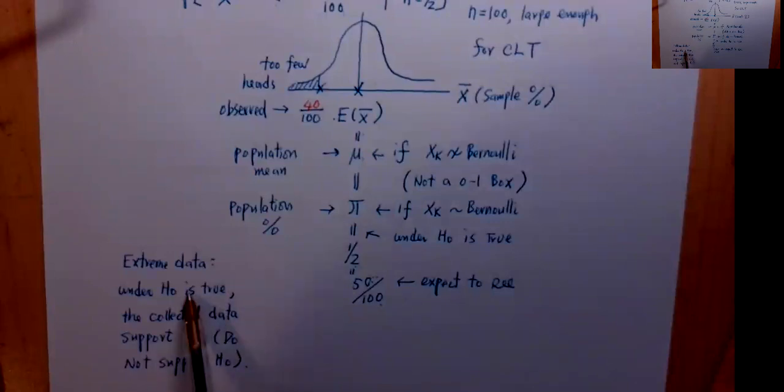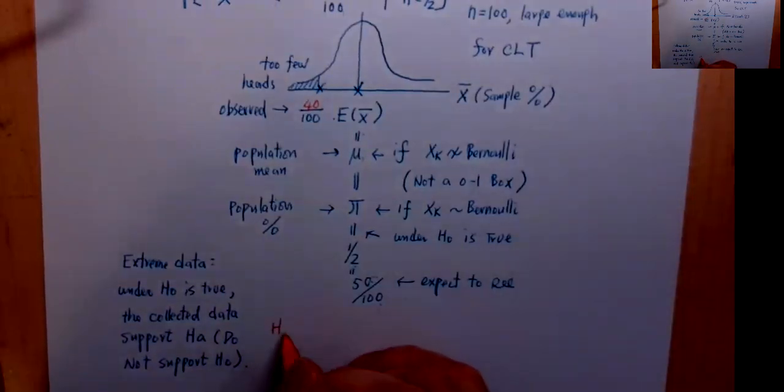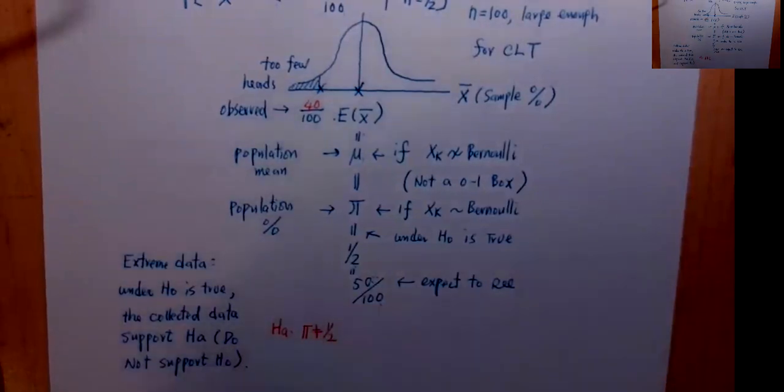Because under H0, if your boyfriend really likes you or really loves you, that shouldn't happen. So, what is extreme? Under H0, the collected data support HA and do not support H0. That's called extreme. That's very strange. So, what is our HA? Our HA, remember, we chose pi not equal to 1/2. So, not just too few heads, you call extreme. When you see too many heads, that's also extreme.